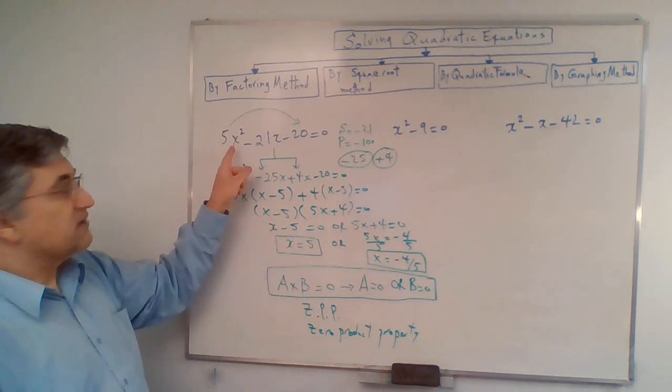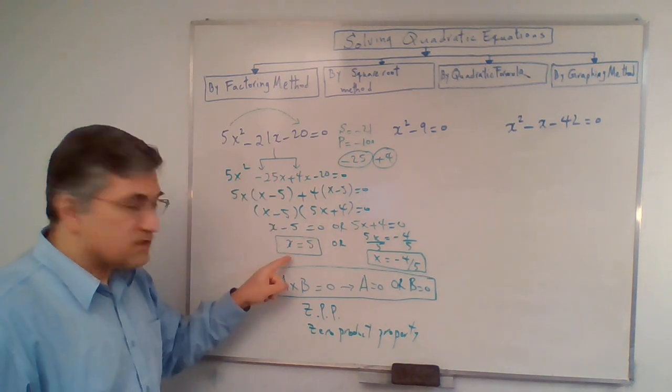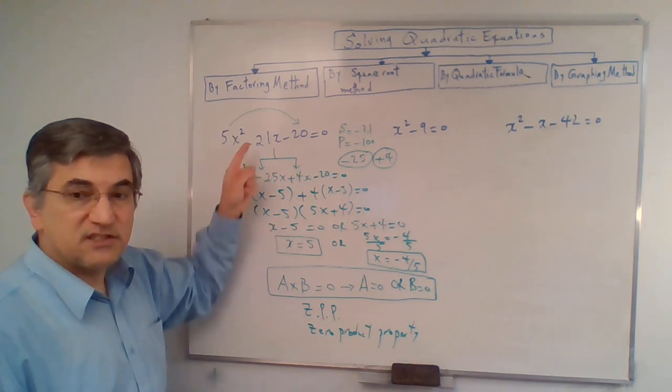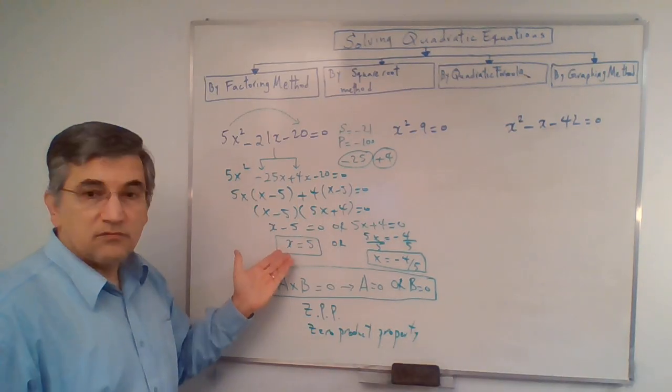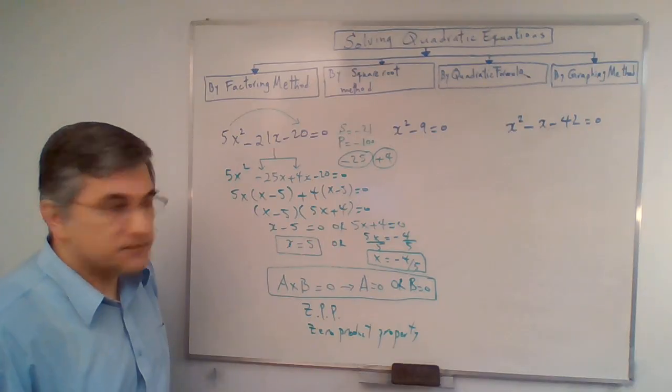But if you plug in 5, let's say, and left side and right side are not equal, it means that this answer you got does not satisfy the equation, so it must be a wrong root. So we might have made a mistake somewhere. We have to review our calculations.